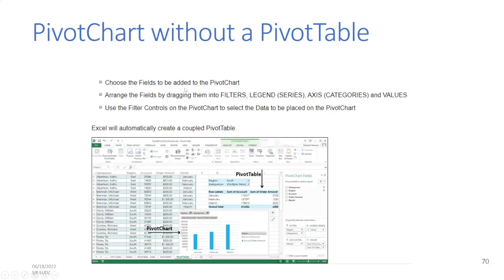Choose the fields to be added to the PivotChart. Arrange the fields by dragging them into filters, legends, axes, and values. So we can drag them to legends, axes, or values, or to filters. So just drag the fields, and here the PivotChart is actually displayed.